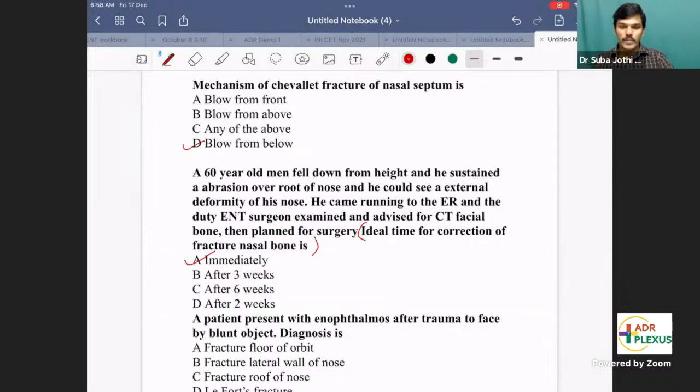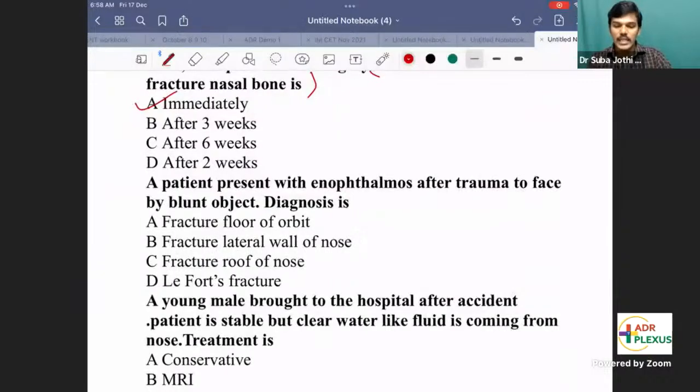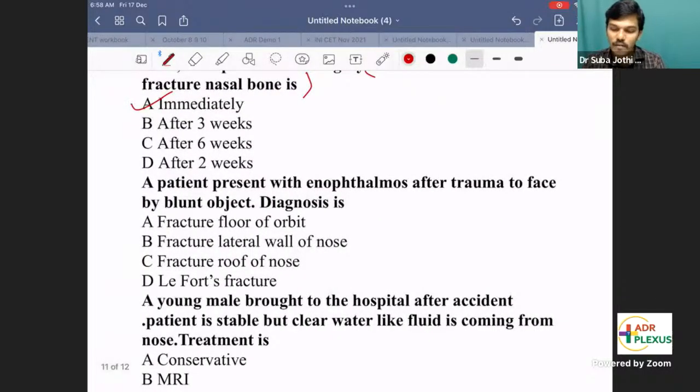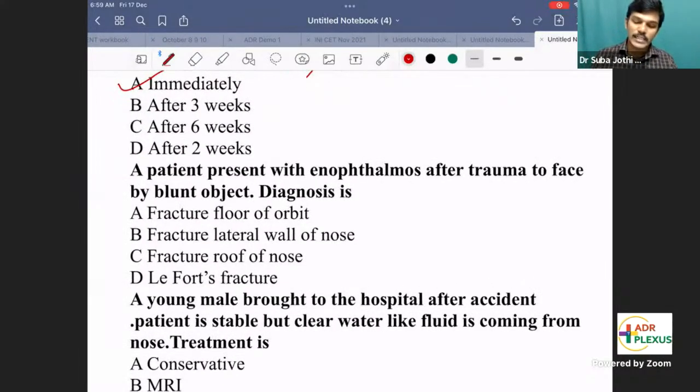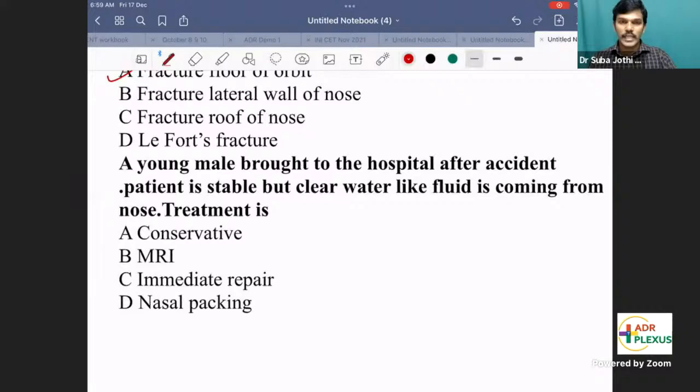Okay. So we'll go for the next question. A patient presents with enophthalmos after trauma to the face by a blunt object. Diagnosis is? The options are fracture floor of the orbit, fracture lateral wall of nose, fracture roof of nose, Le Fort's fracture. For the lateral wall of nose, there is hardly any bony structure, so if at all, it could be a nasal bone fracture. The other options are not that correct. So we can straight away go for fracture floor of the orbit. Everyone answered correctly. Superb.